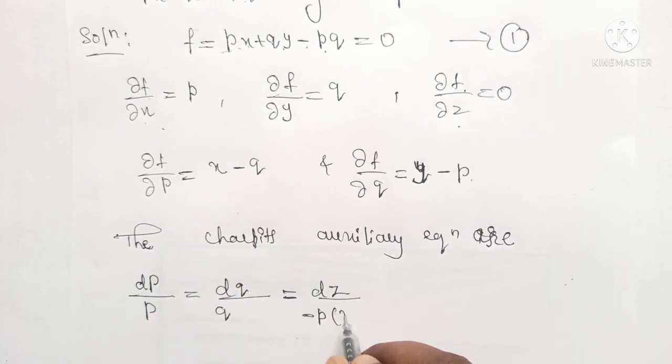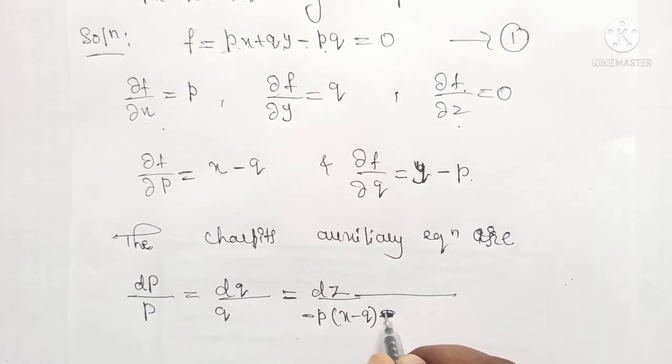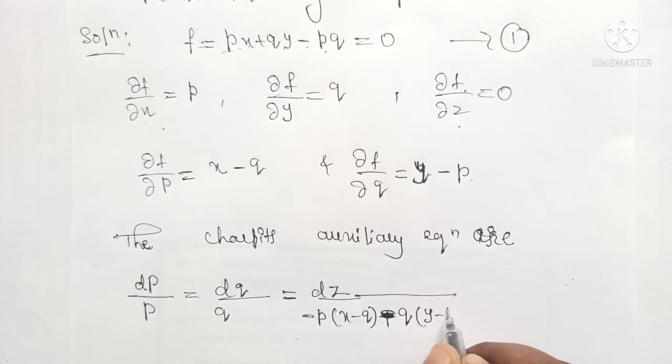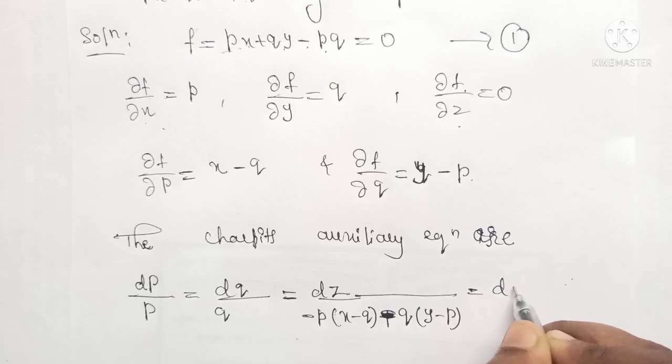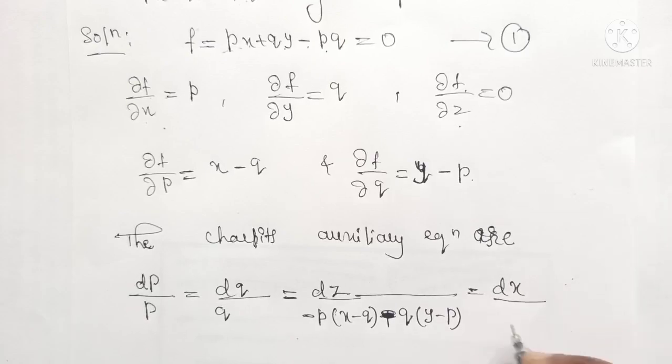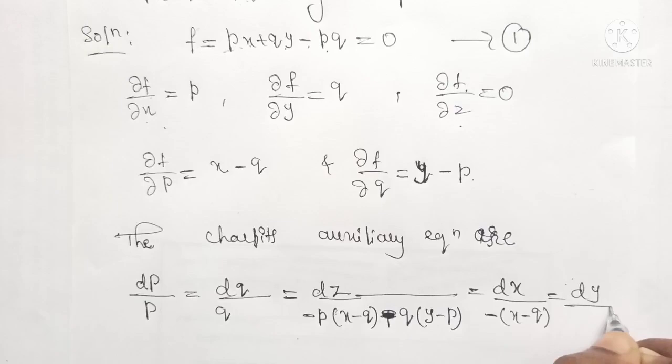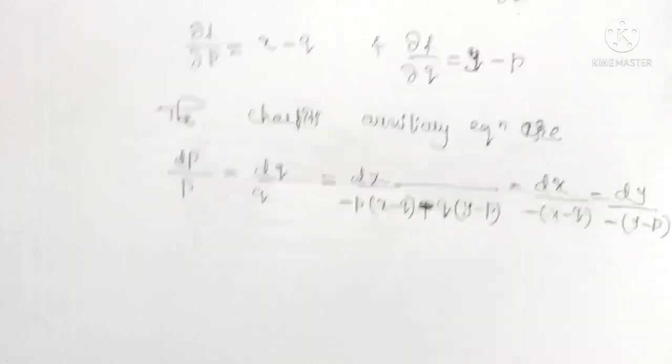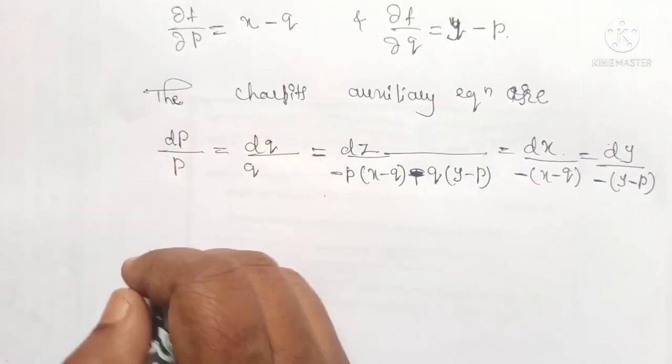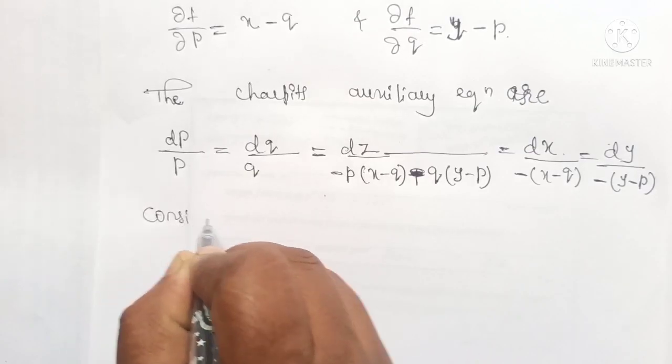Here ∂f/∂p is x minus q, plus minus q into ∂f/∂q, which is y minus p, equals dx divided by minus ∂f/∂p, which is equal to minus (x minus q), equals dy divided by minus ∂f/∂q, which is equal to minus (y minus p). So now we use only the first two fractions.